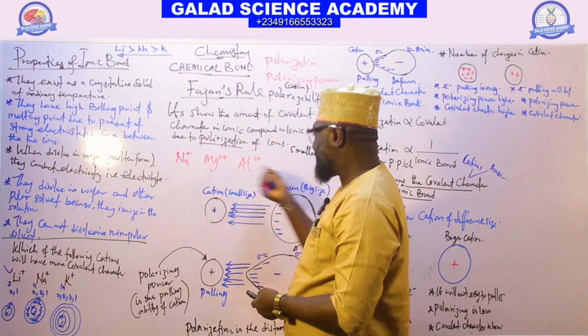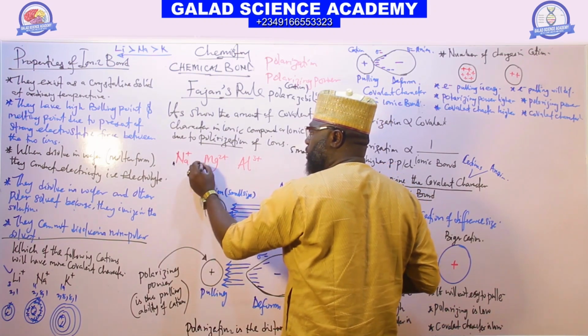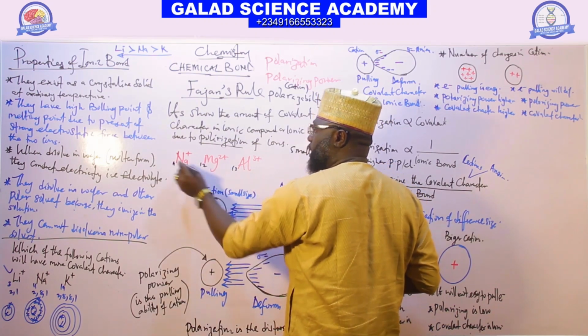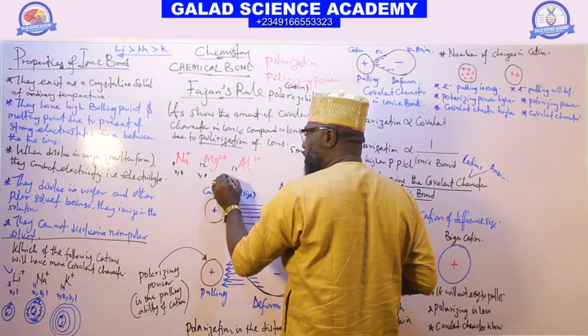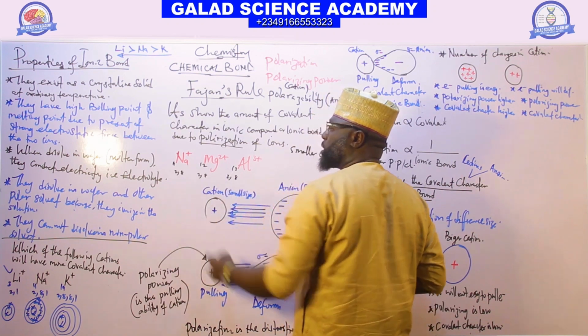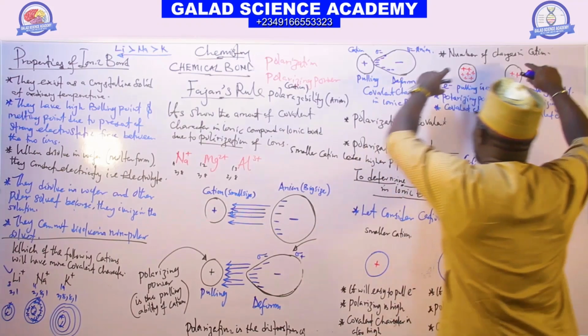So this time around, these three have the same size. Look at it now: this one is 11, one is 12, one is 13. This one will be what? 2, 8, 2, 8, 2, 8. They have the same size.